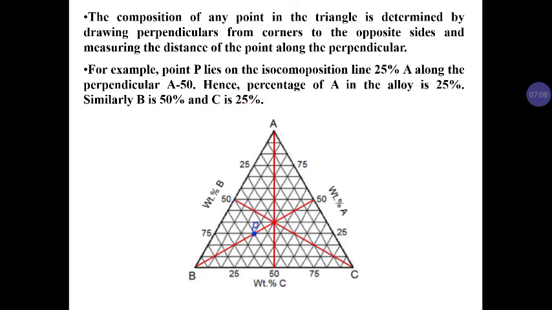Similarly, we can choose any point on the line and any point within that triangle, and we can find the composition. The height indicates the temperature, so at this temperature and this particular point, we can understand the composition. So this is about the ternary phase diagram. If there are more than three different metals, it is quite complicated to draw as a diagram and understand how the composition and temperature vary. Thank you.